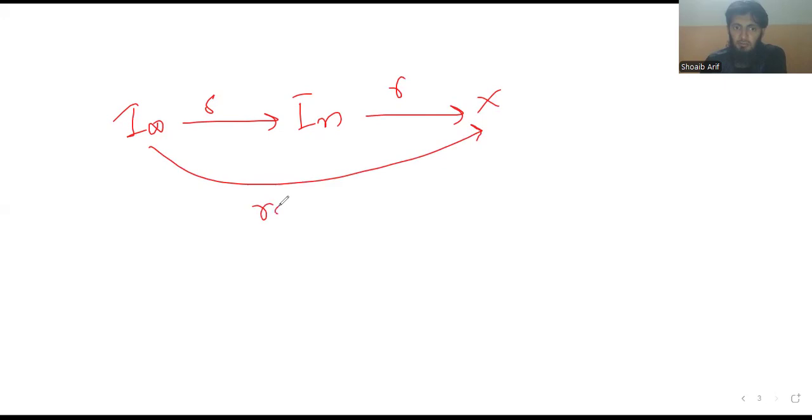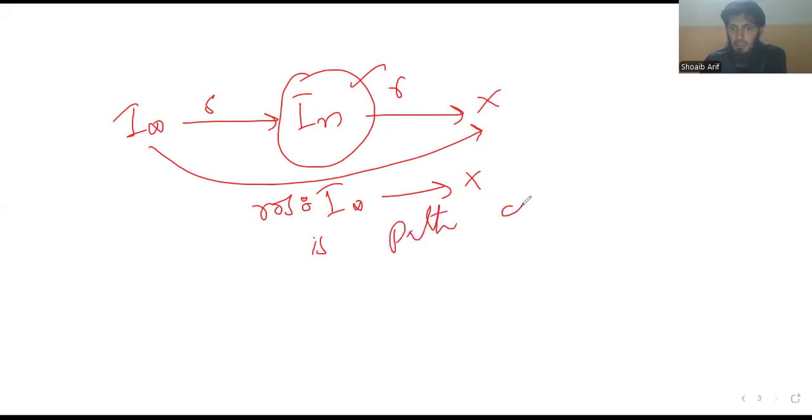If we compose, there is a shrinking map from I infinity to I_n, and there is a path gamma from I_n to X. If we compose gamma with S, we can compose because all the conditions hold. So gamma composed with S from I infinity to X is a path of infinite length from x to x prime. Okay, so what type of path?